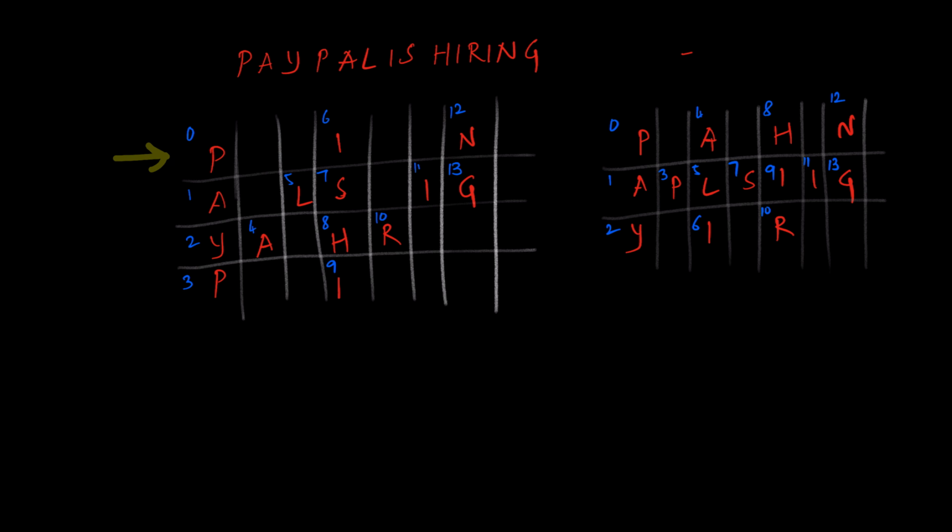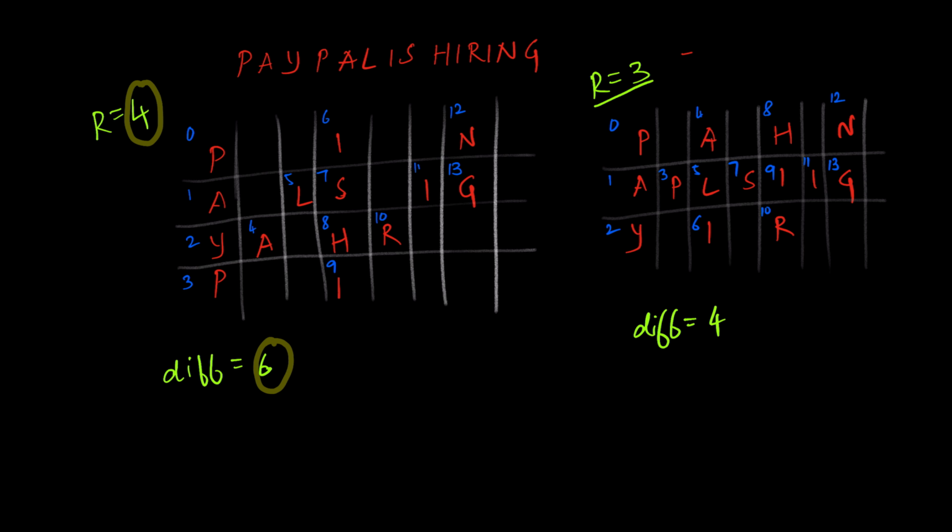Let's start by looking at row number 0. In the first diagram, all of the elements in the first row are at multiples of 6. The first one is 0, then 6 and then 12. Similarly, in the second example, the difference is 4. So they are all at multiples of 4: 0, 4, 8 and 12. As the difference is consistent in each of the examples, we should be able to derive a formula which applies to both. I think the formula that works is 2 times r minus 2, where r is the total number of rows in each of the tables.